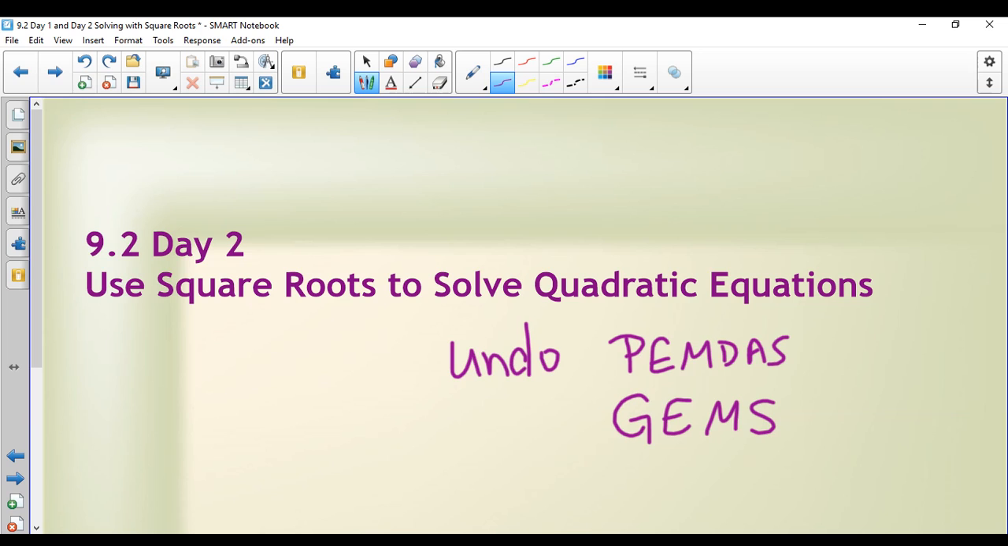Because remember, adding and subtracting are done at the same level, multiplying and dividing are done at the same level. So in GEMS, it's just a shortcut. But any parentheses or grouping or exponents are done last.